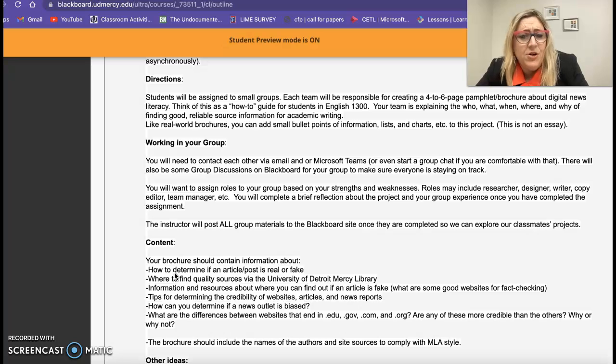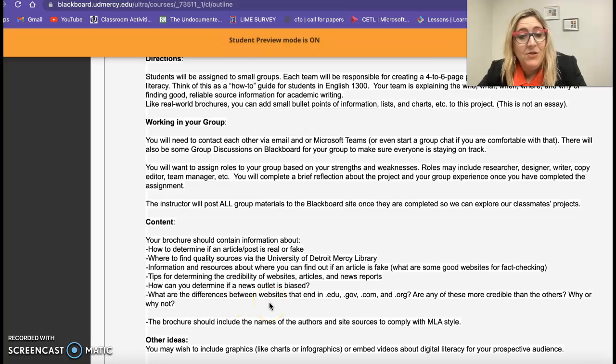But how do I determine if something's real or fake? What are some guidelines of doing that? How can I find quality sources at the Detroit Mercy Library? How does one do that? What's a step-by-step way of doing that? How can I find out if an article is fake, and what are some good websites for fact checking? There are several really good sources out there that will tell you and fact check for you. How do you determine if something is biased, and what are the differences between these types of websites?